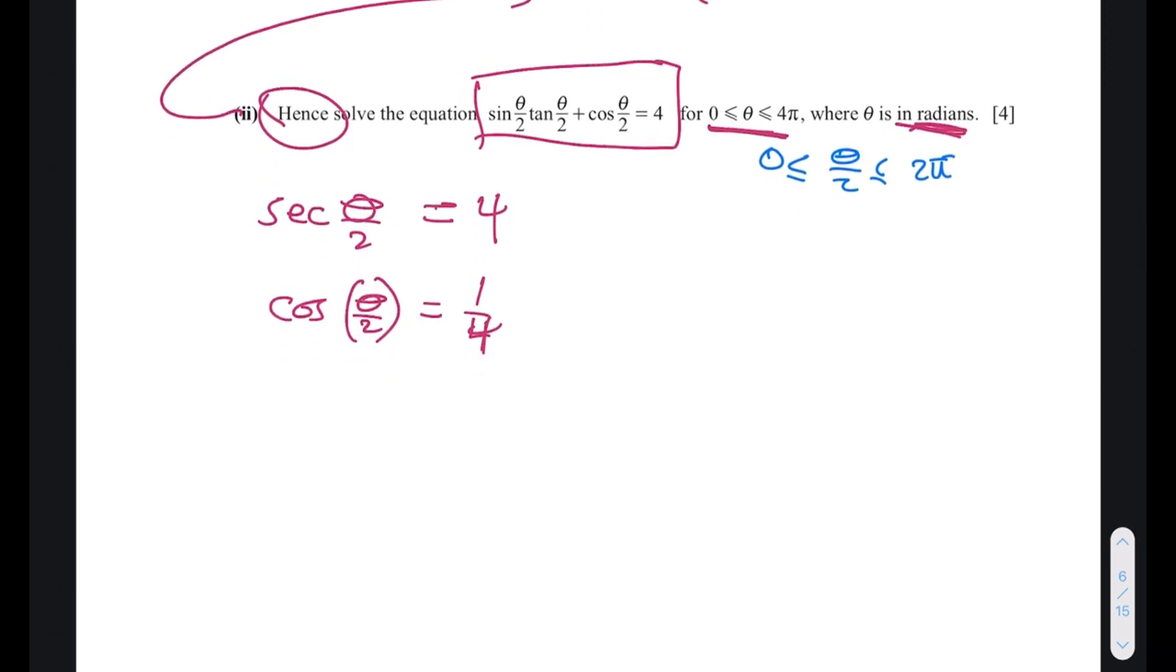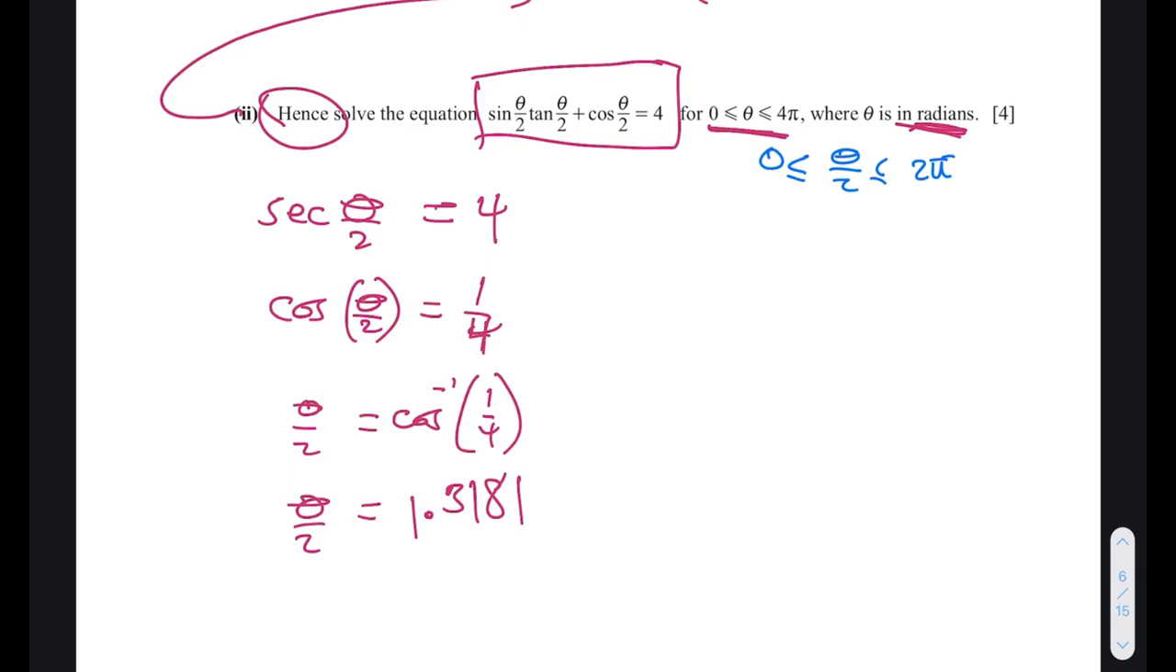Now, cos, let's find the angle. Cos theta on 2 is going to be cos inverse of 1 over 4. So cos inverse of 1 over 4, ladies and gentlemen, that gives us 1.318, something like that. Okay, so this is what I have.